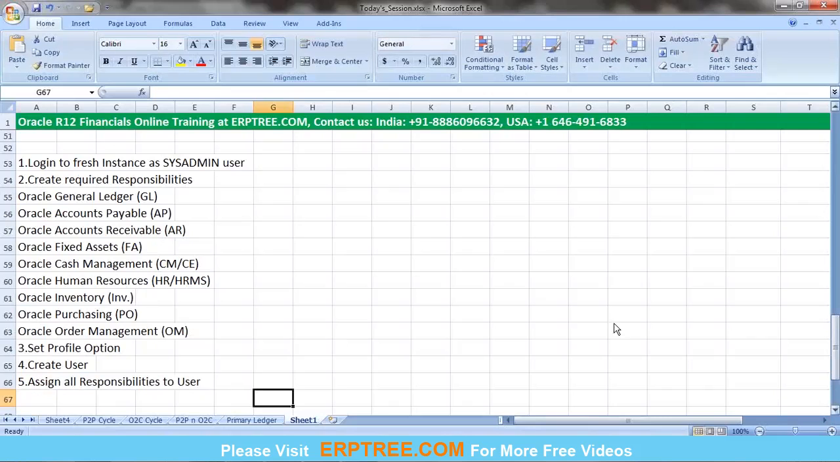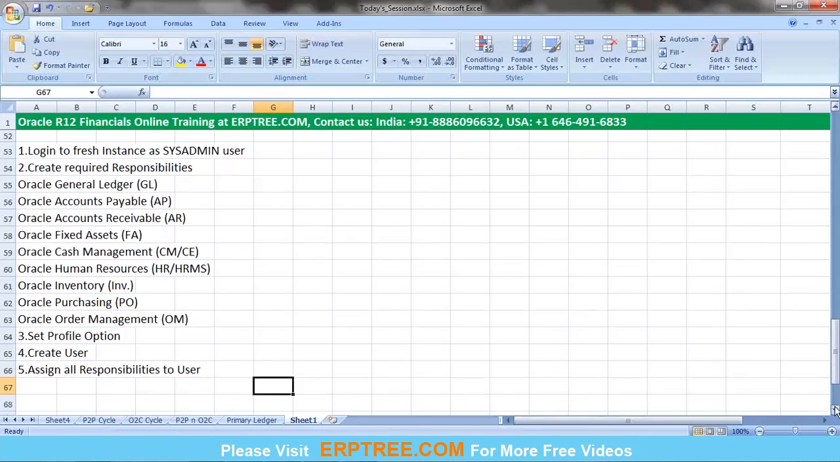Okay, there are many steps which we will be executing. We'll go one by one. First we'll complete these steps. So this is a sequence of tasks we'll be performing when we are working in real time. First you have to access the system as a sysadmin user. Then we'll be creating the responsibilities for which modules you are going to do the implementation. Then we'll set profile option, which profile option we'll be discussing. Then we'll create our own user. We'll assign all those responsibilities to our user. Any questions here, please?